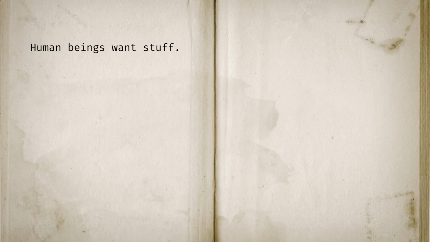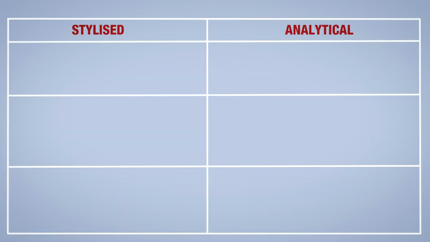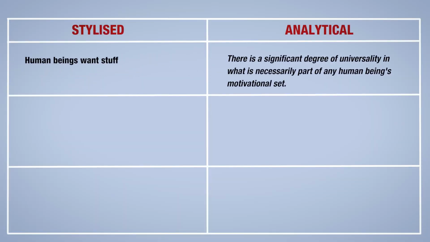But sometimes the external clothes and the idea are inseparable, and we need to look at why that's like that. Take this example. Human beings want stuff. Imagine finding that as a sentence in a philosophical text. And then imagine its alternative, which is something like this. There is a significant degree of universality in what is necessarily part of any human being's motivational set. You see the difference?